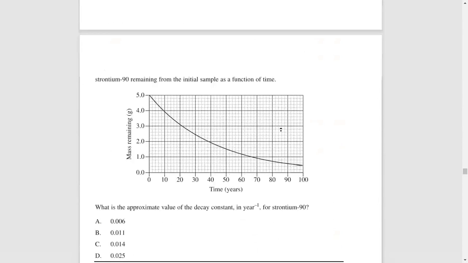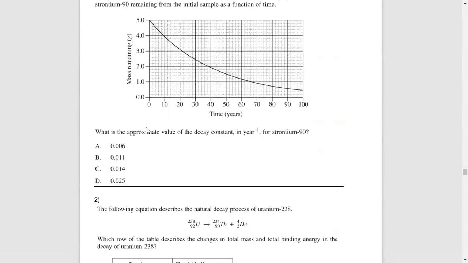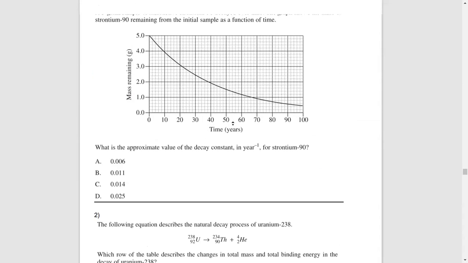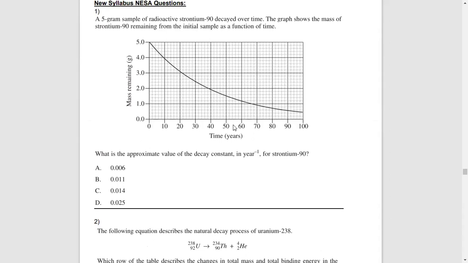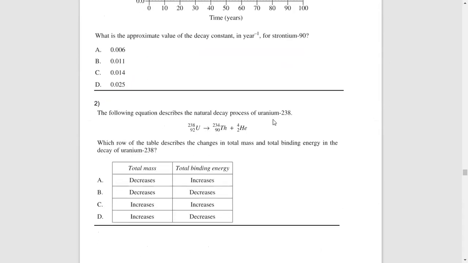Okay, so now it's nuclear. You've got a 5-gram sample of radioactive strontium that decayed over time, and the graph shows this. Okay, decay constant. I mean, you just use the formula. Okay, so read off and use the formula. Okay, this one you've got natural decay.